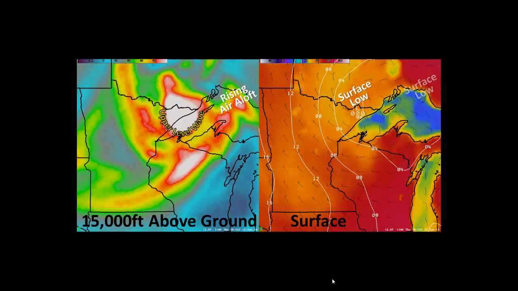Continuing forward in time, the actual surface low remains across the arrowhead of Minnesota, while the rising air is located along the northern shore. The faded text on the upper right shows where the surface low should be located, but for some reason is not.